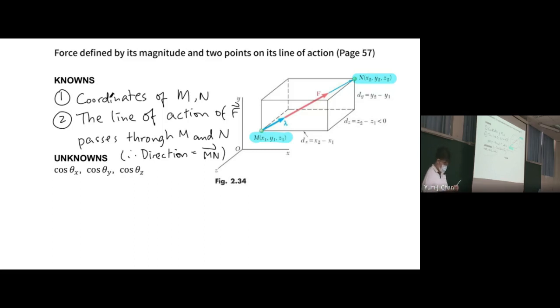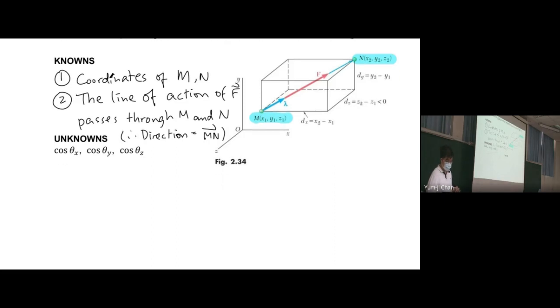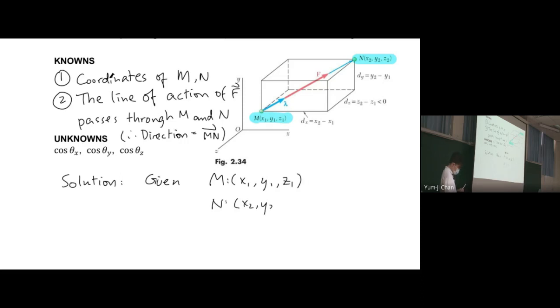Let me begin. I will complete this example on Thursday, but let's begin with this. What do we know? We know the coordinates of M and N, right? M is at x1, y1, and z1, and N is at x2, y2, and z2.